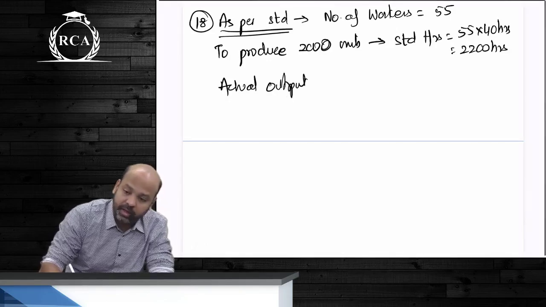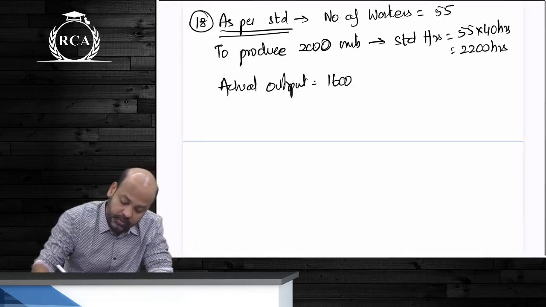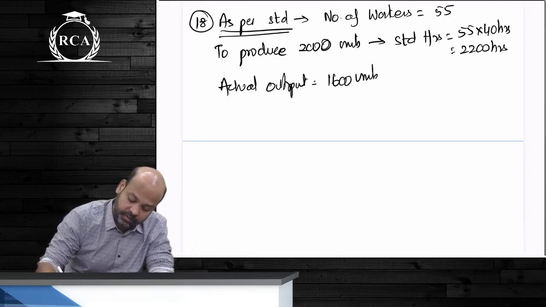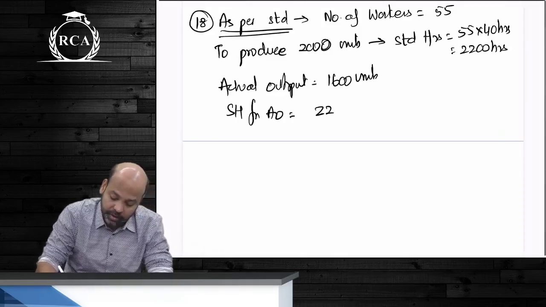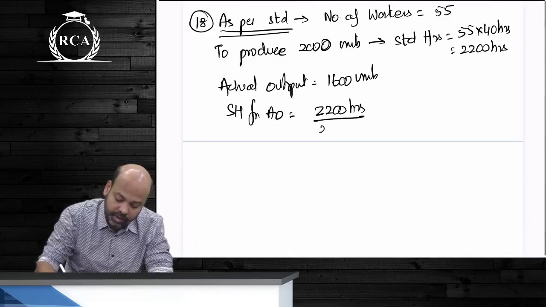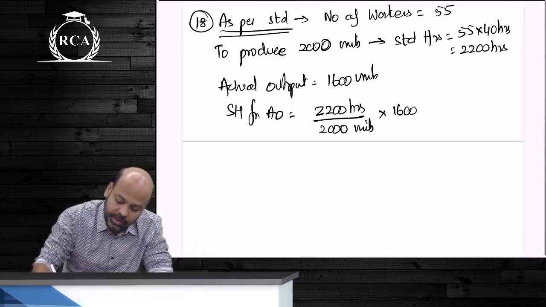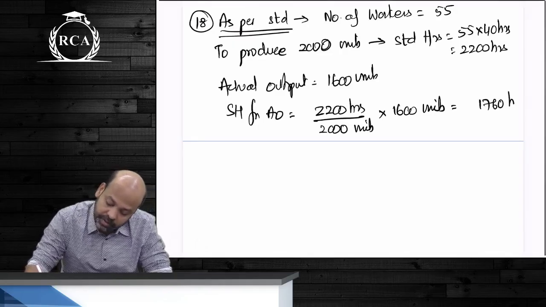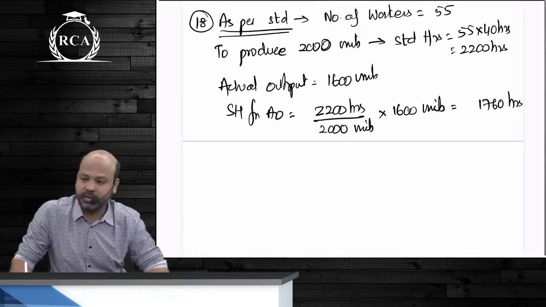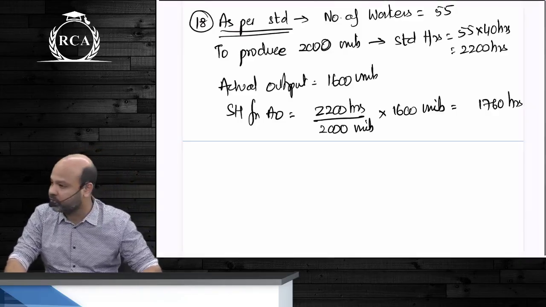Why are we forgetting that standard hours are always based on actual output? 1600 units. So standard hours for actual output will be, if 2200 hours are for 2000 units, what will be the proportionate calculation for 1600 units? 1760 hours. Are we clear about this? This will be the standard hours for actual output.